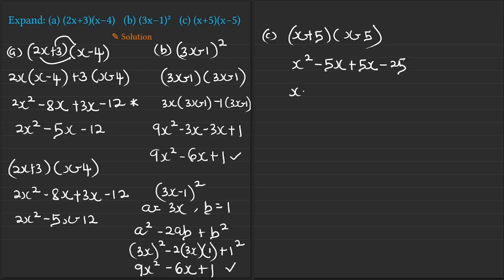Simplifying, we have our x squared. Then minus 5x plus 5x gives us a 0, so that goes off, and then we have our minus 25. If you are familiar with difference of two squares, then you realize that this is simply x squared minus 5 squared. So what we have here is actually an expansion of the difference of two squares.